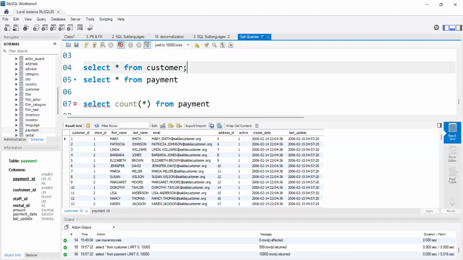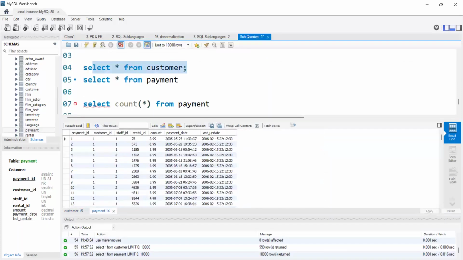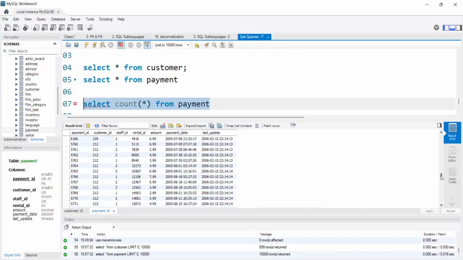basically this is my customer data, this is my payment data. I want to understand the transactions, how many customers paid at least 30 times. For that, obviously I need to use the count function, that is for sure. But if I use count star from payment, what will my output be? It will display how many rows I have in this table, correct?